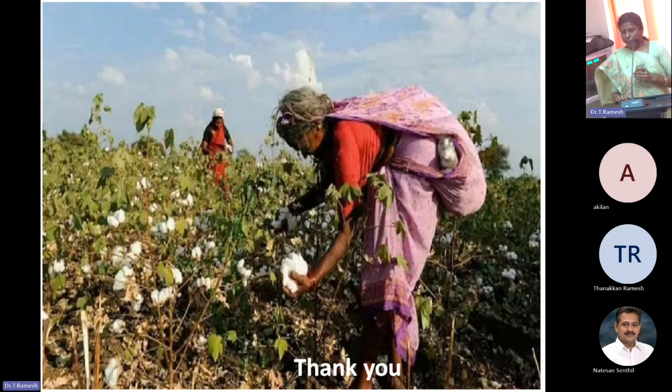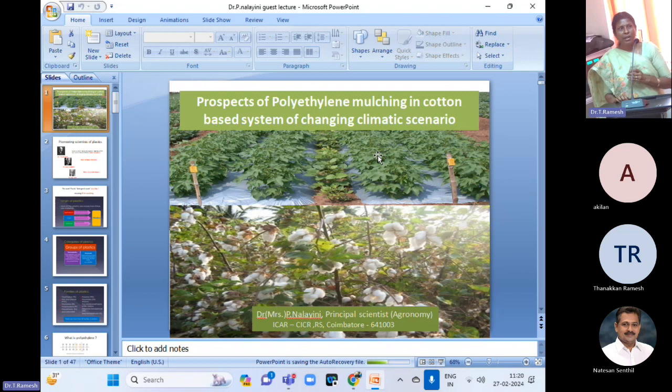I hope now you understood why this polyethylene is a future technology, and how it has scope not only for cotton, but other crops also. The importance of this technology in today's changing climate scenario.